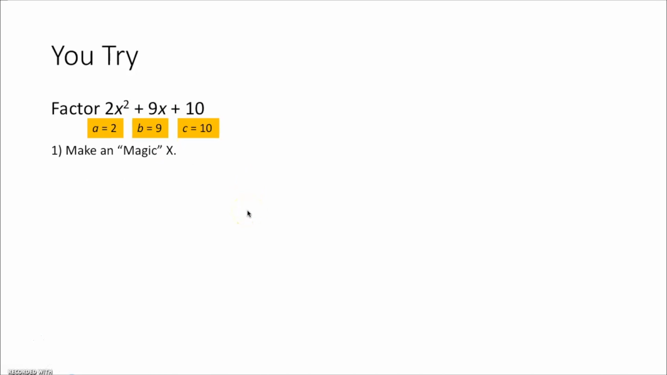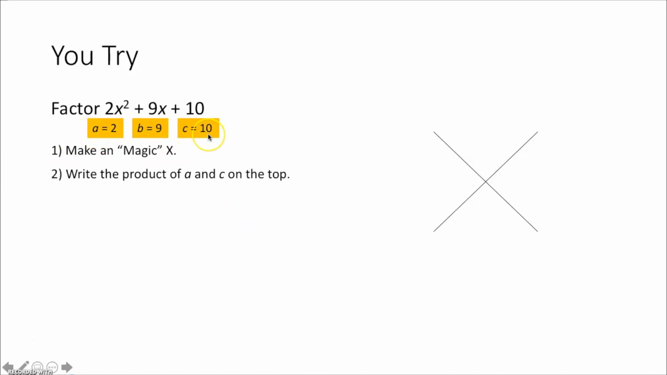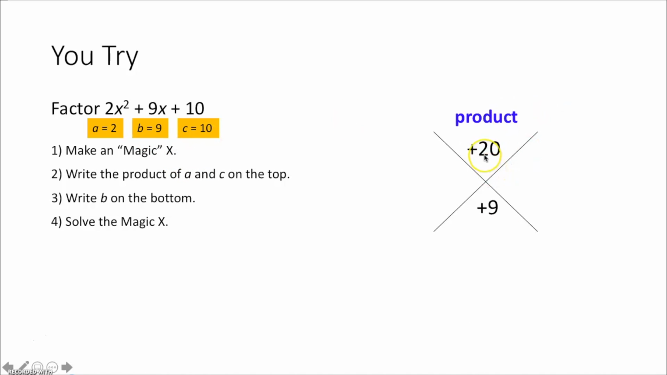And in the top of the magic x, we are going to put a times c, which is 2 times 10, so that's 20. In the bottom, we put our b value, which is 9. We're then going to figure out two numbers whose product is 20 and whose sum is 9. Two numbers that add together to make 9 and multiply together to make 20. How about 5 and 4? There you go. Now we divide both of those numbers by our a value, which in this case is 2.